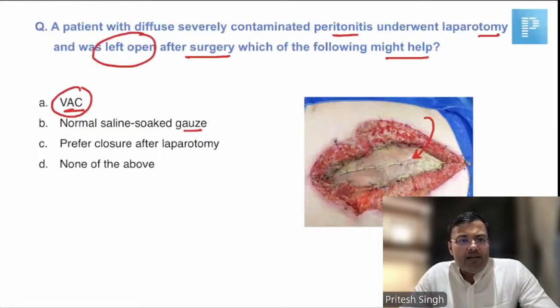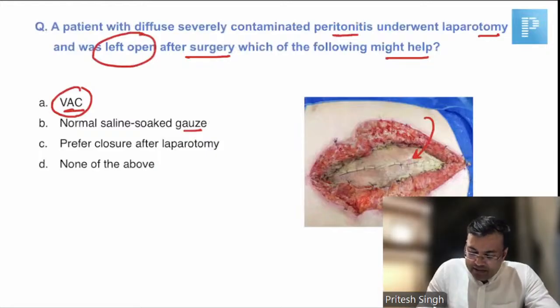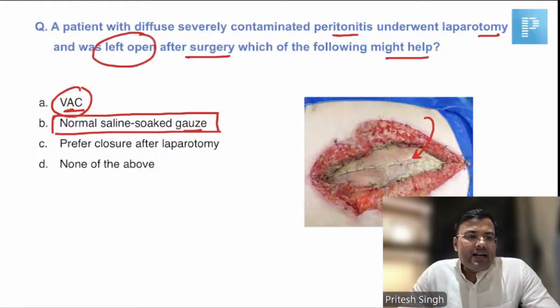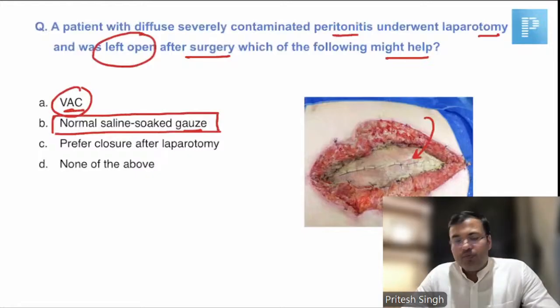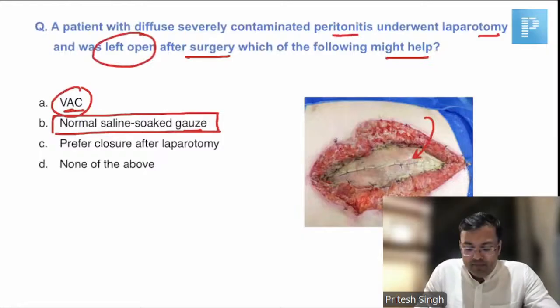Second, we can also use normal saline soaked gauze. If it's left open after surgery, which of the following might help? Primary closure after laparotomy is not preferred since there is a gap and severely contaminated peritonitis. Here it's better to put the normal saline soaked gauze. So the exact answer will depend on the wording provided. If you provide the exact question, we can mark the correct answer. Clear? So most probably it is B.